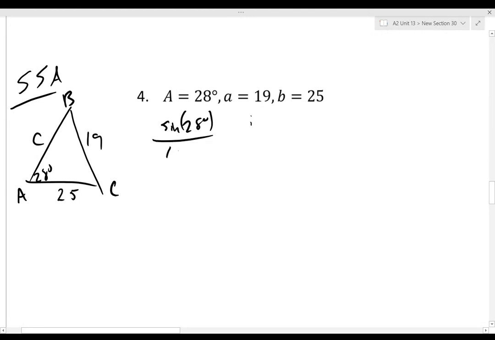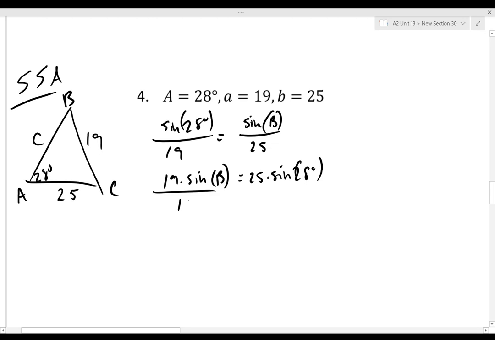Okay, so I'm going to set up law of sines to go ahead and do this, just like we did in number 2. And so I'm going to go ahead and cross multiply. So 19 times sine angle B equals 25 times sine of 28 degrees. Okay, you're going to divide both sides by 19 to start to isolate B. And since we're solving for angle B, I'm going to do inverse sine of that expression on the right there. So 25 sine 28 degrees over 19.